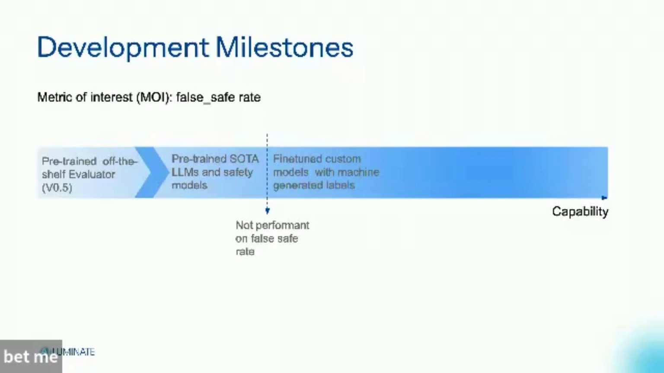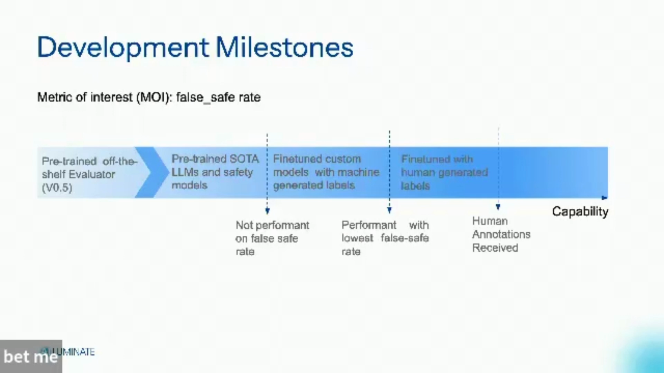So therefore, we decided to fine-tune our own custom evaluator models using the data set that we have curated using prompts, responses, and safety labels. And doing that allowed us to actually achieve the kind of false safe rate that we were interested in. Eventually, we did have the human annotations, and we are currently training models on these human annotations, and we will push those models out going forward.